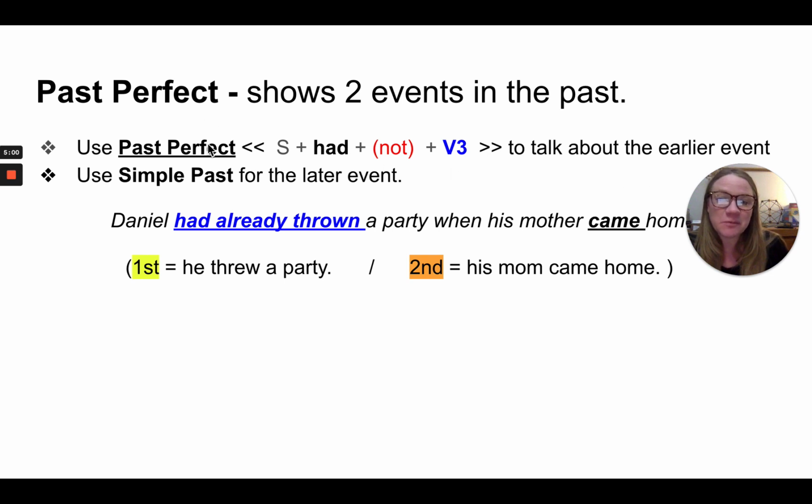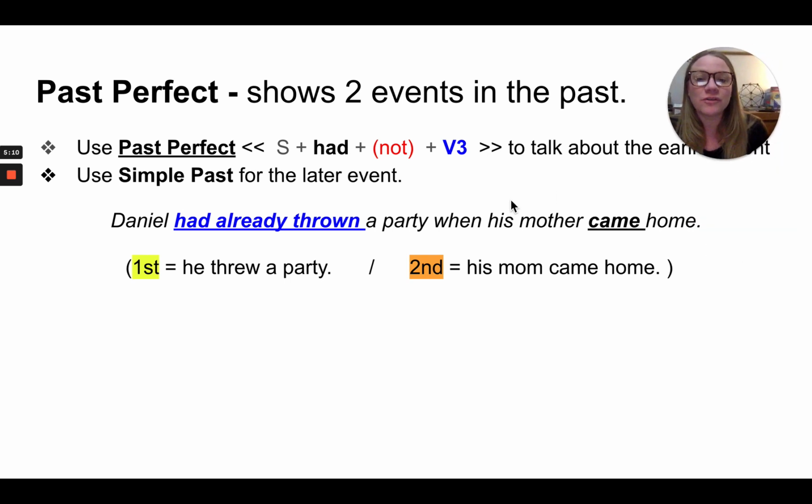Every time we use past perfect, this is the event that happened first. And then the simple past is often used in the same sentence to talk about the second or later event. So if we look at this example sentence here, Daniel had thrown a party when his mother came home. We see past perfect here, so we know that the first event is he first threw a party. And then came is simple past, so we know that this is the later event or the second event. His mother came home after he had thrown the party.